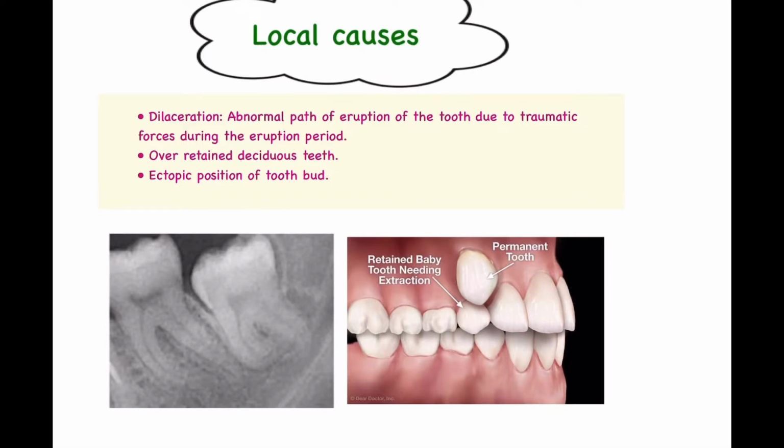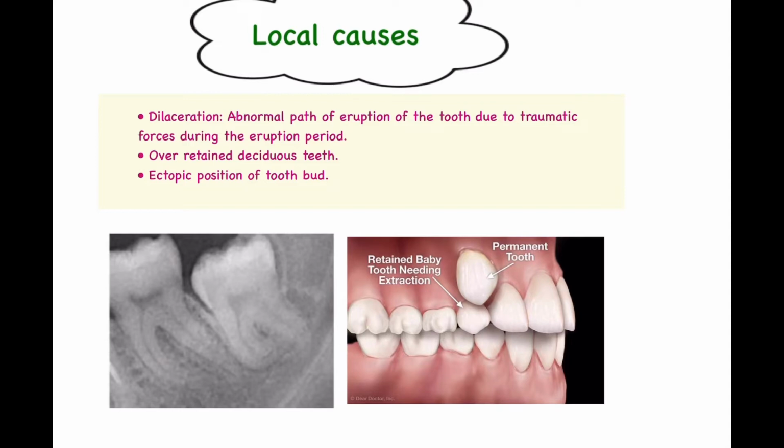Dilaceration is nothing but a sharp bend or a curve in the root, either at the apical area or the middle third, right? So basically whenever there is any anomaly within the root, it might prevent the eruption of the tooth into the oral cavity because of the irregularity in the shape of the tooth.